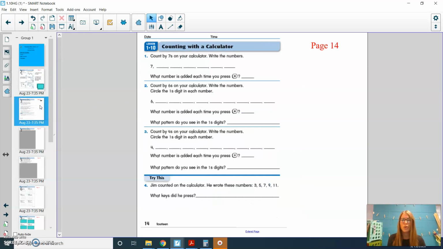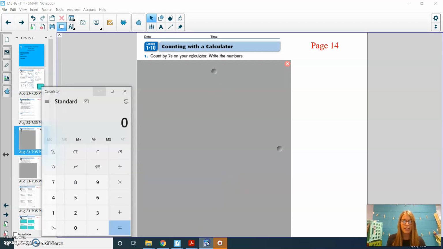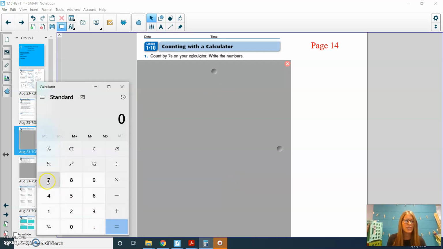We're going to keep our math journal open today, and we're going to take a look at page 14. Could you also grab a calculator if you have one available for today's lesson? So second graders, what we're going to do on page 14 is count by sevens on our calculator. Then we're going to write the numbers that we get in each of those. So I'm going to walk through that first one with you today. For counting by sevens, I'm going to pull up my calculator. And so what I would do is type in 7 plus 7 equals.